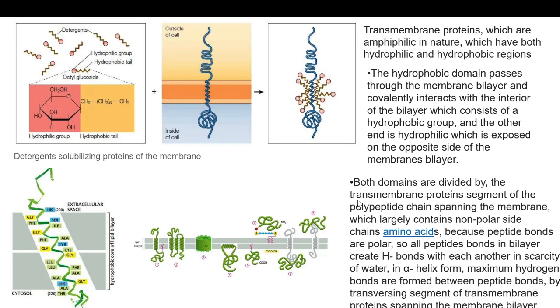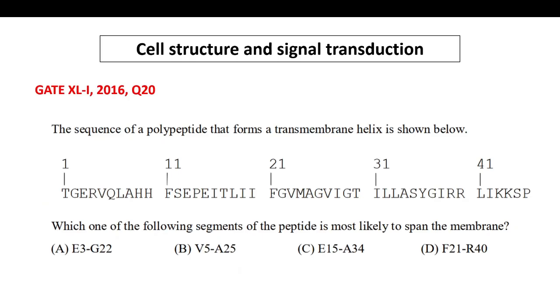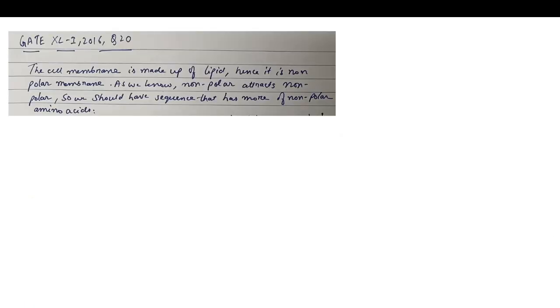So now what is the criterion? It should be more hydrophobic, uncharged and non-polar in nature. Those amino acids which have this nature are the ones that are going to be present in this transmembrane region. Now if you go and see this question, note down the sequence first, then we will be able to solve it.